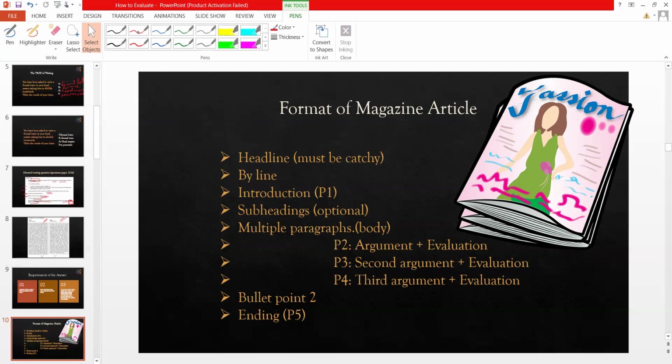Then multiple paragraphs. The body should have at least three paragraphs. The first one, argument plus evaluation. Second argument plus evaluation. Third argument plus evaluation. Then comes bullet point two, where you have to give your own opinion. And then the ending.